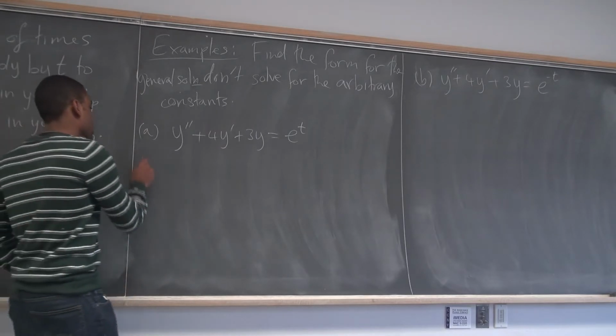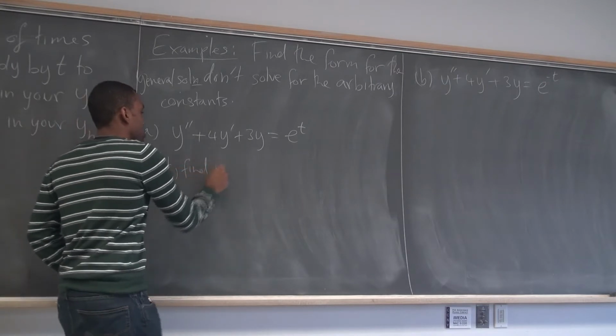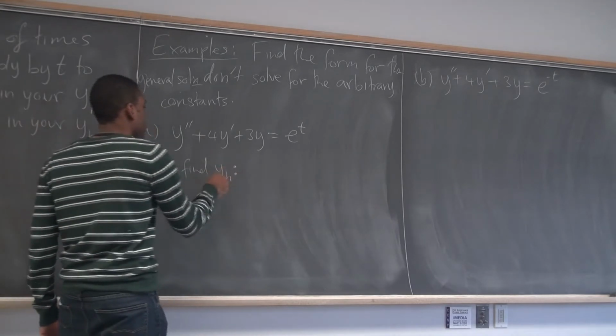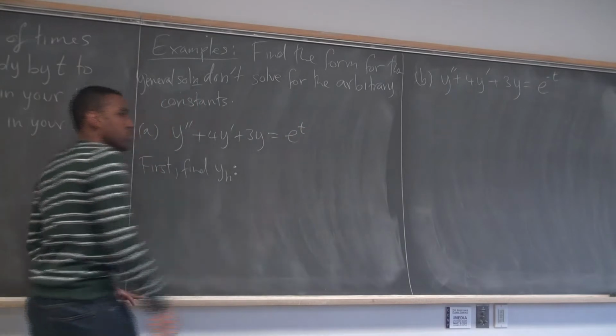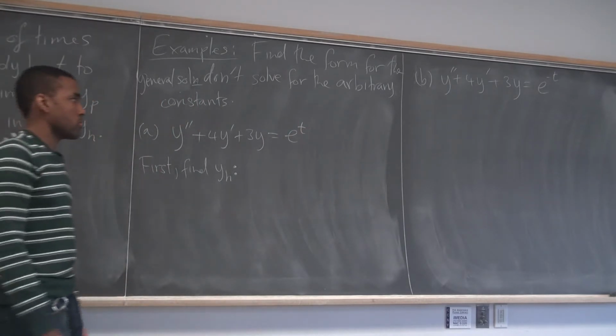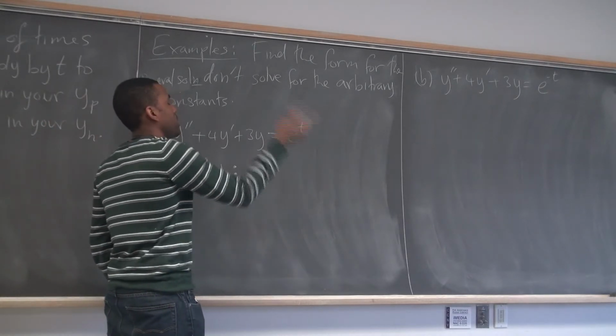Well, the trick is first, find yh, because remember, we have to choose our yp to not be redundant with the yh, so it would be good to know what yh looks like first. How would I find the homogeneous solution to this? Right, so you pretend for a second this is 0. How would you solve that? So what would we get?